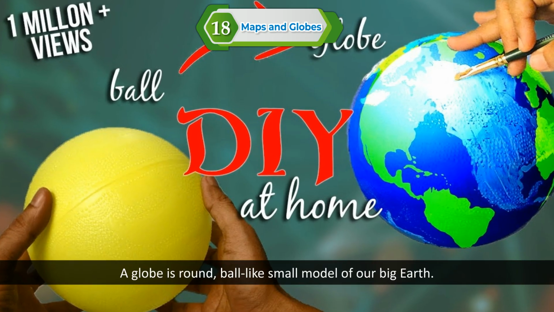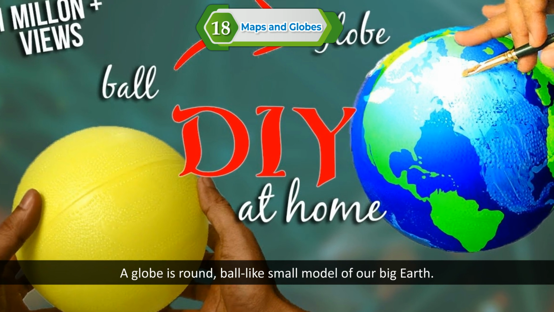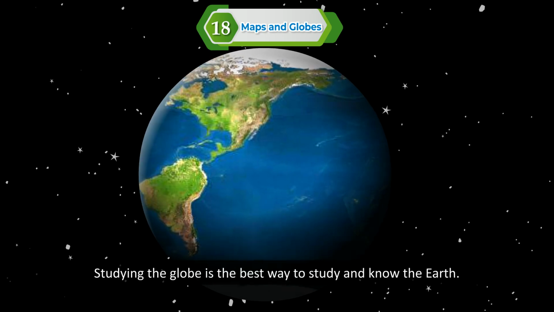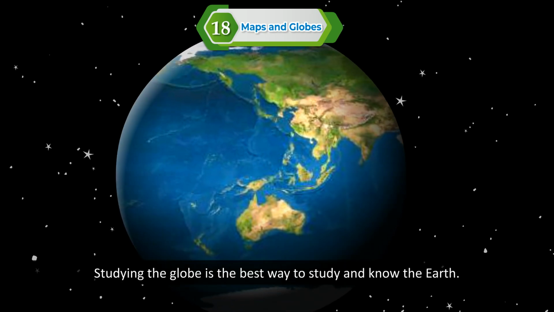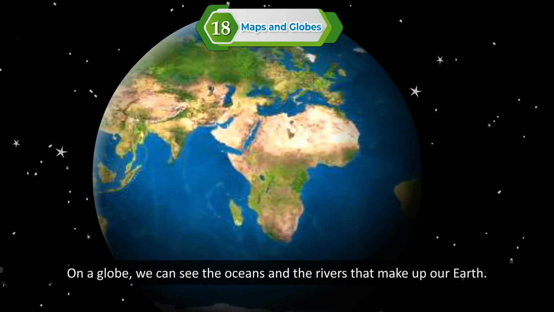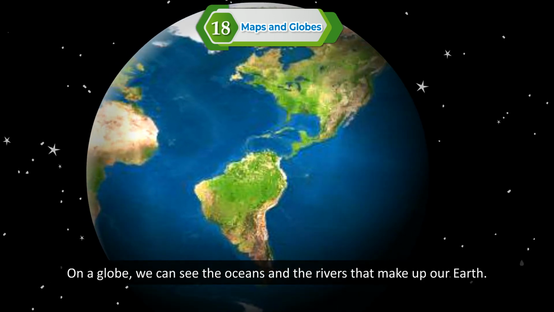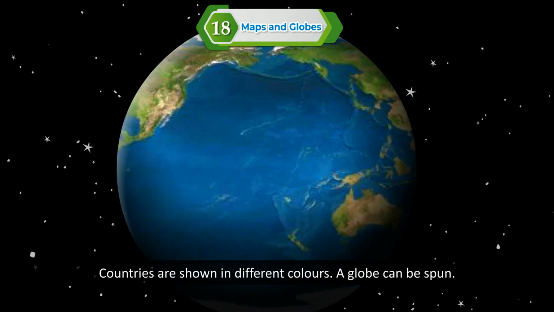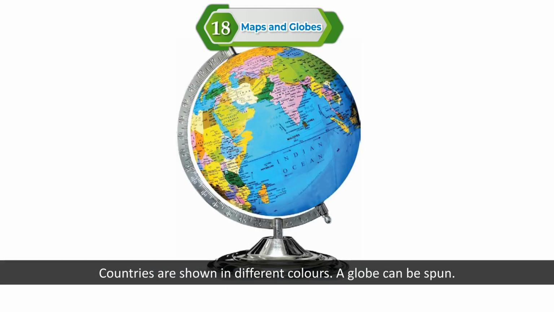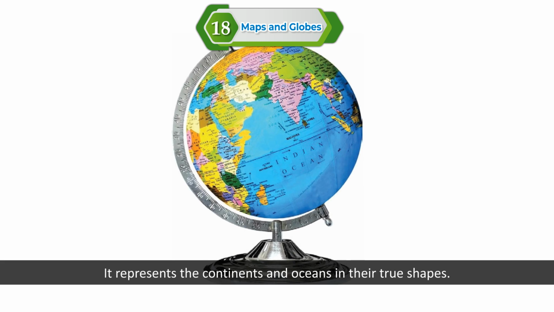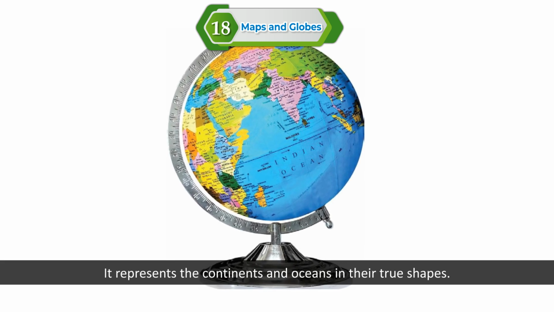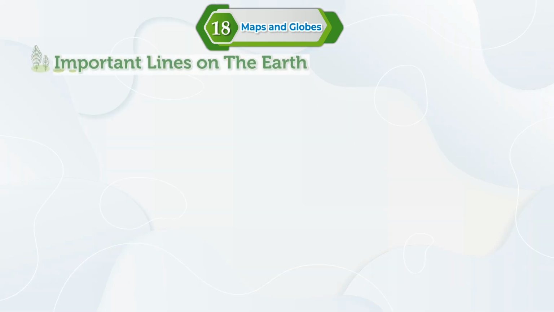Globes. A globe is a round, ball-like small model of our big Earth. Studying the globe is the best way to study and know the Earth. On a globe, we can see the oceans and the rivers that make up our Earth. Countries are shown in different colors. A globe can be spun. It represents the continents and oceans in their true shapes.